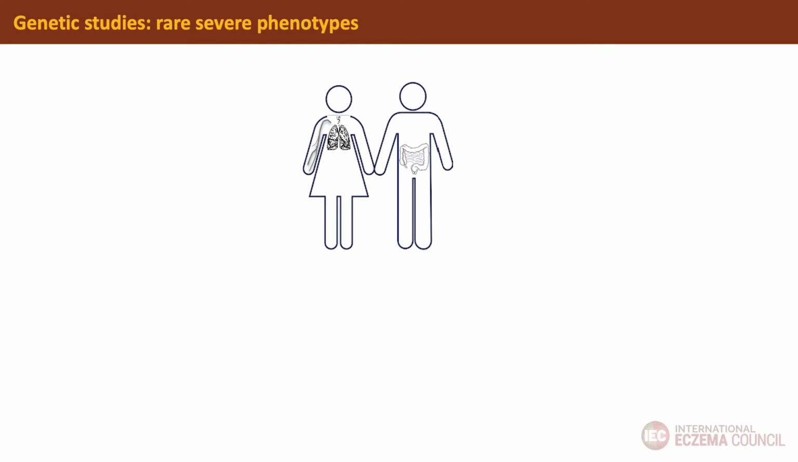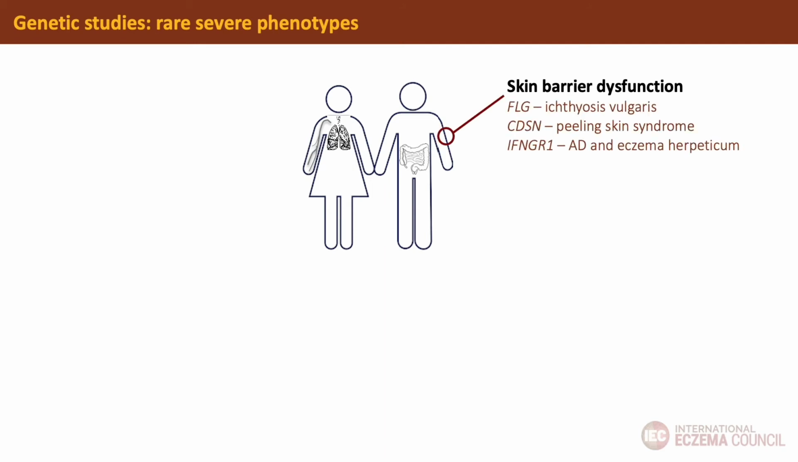But there are many other monogenic diseases that have also added to our understanding of atopic disease. In the category of skin barrier dysfunction, in addition to filaggrin, loss-of-function mutations in corneodesmosin cause peeling skin syndrome, and variants in this interferon receptor gene cause a subset of atopic dermatitis associated with eczema herpeticum.